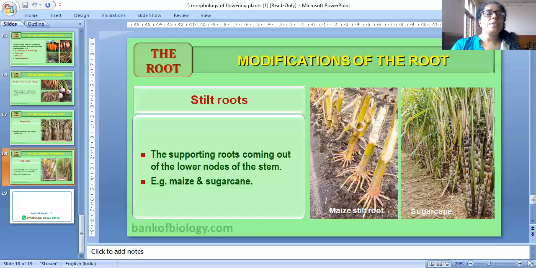Now modification of leaves. Leaves are often modified to perform functions other than photosynthesis. What is the function of a leaf? The main function of a leaf is photosynthesis. So anything extra to the normal function comes under modification. Sometimes leaves are converted into tendrils for climbing, as in peas, or into spines. These are modified leaves. Stem is converted into leaf-like structure, and leaf is converted into spines in cactus.